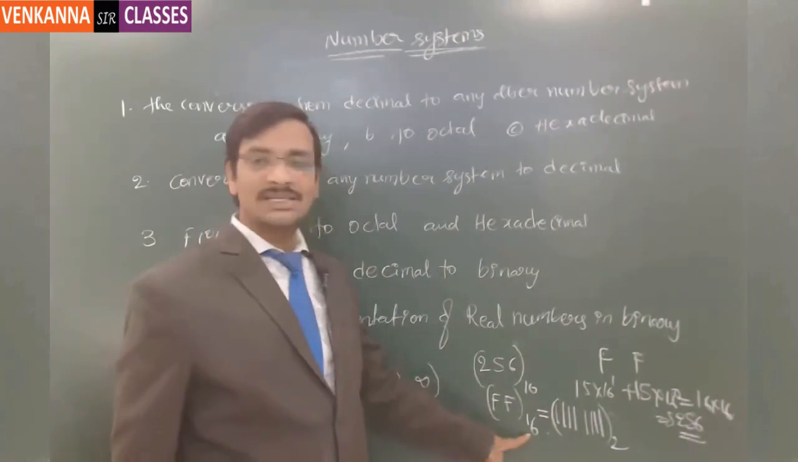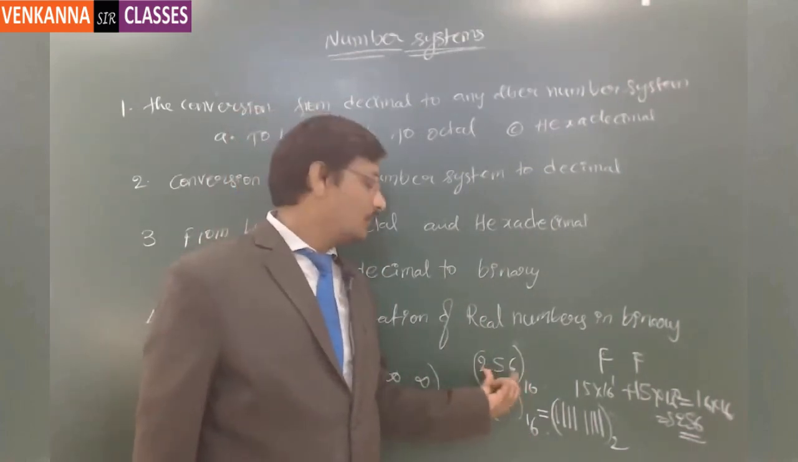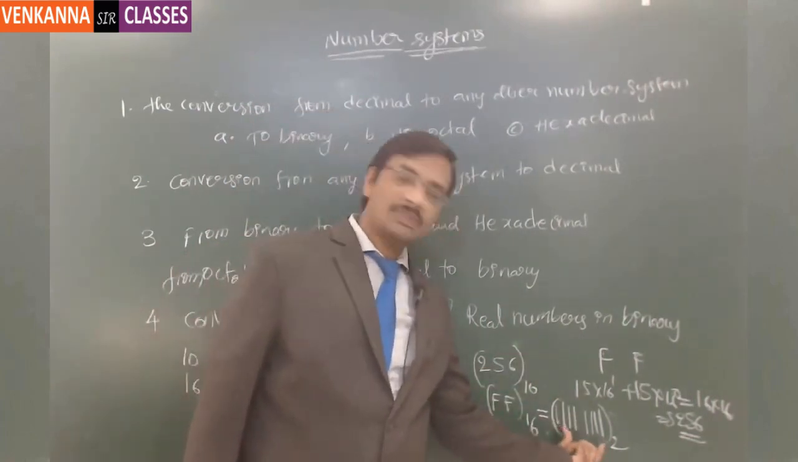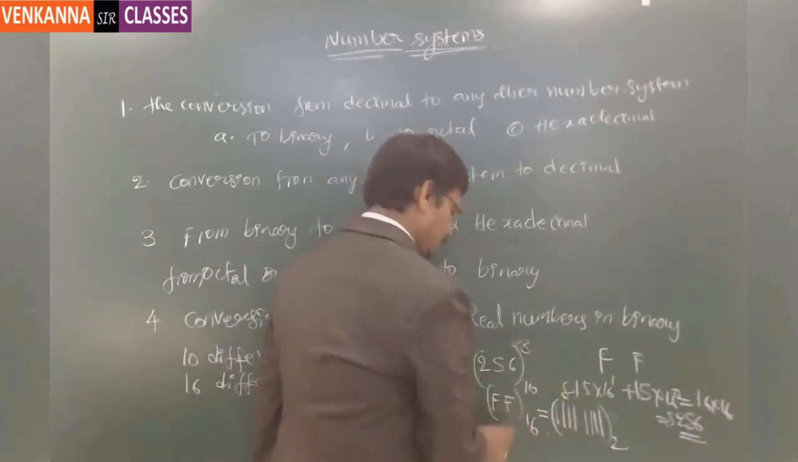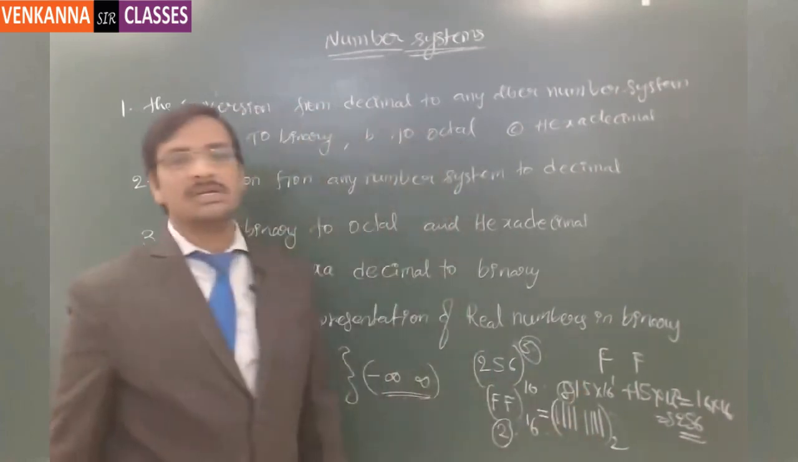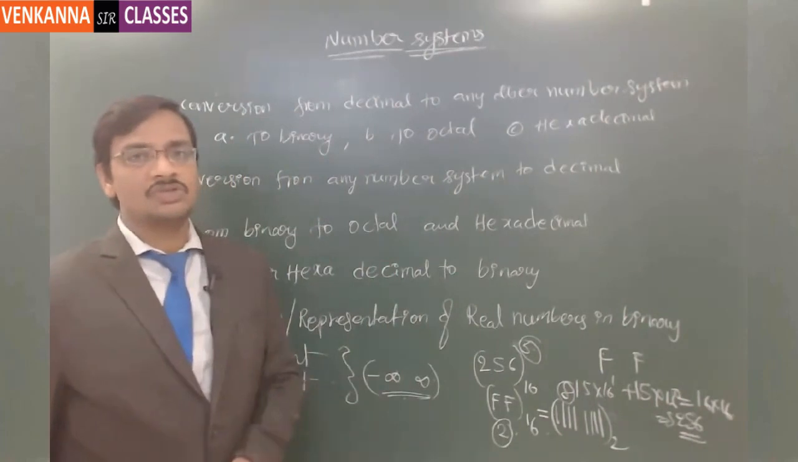So in base 16 number system you are using only 2 digits. In base 10 number system you are using 3 digits. And in base 2 number system you are using a total of 9 digits. So this is the thing that differs in each and every number system. Got it? This is a fundamental understanding we should have.